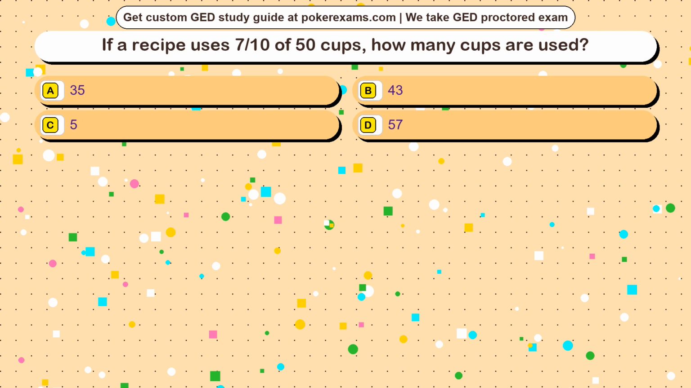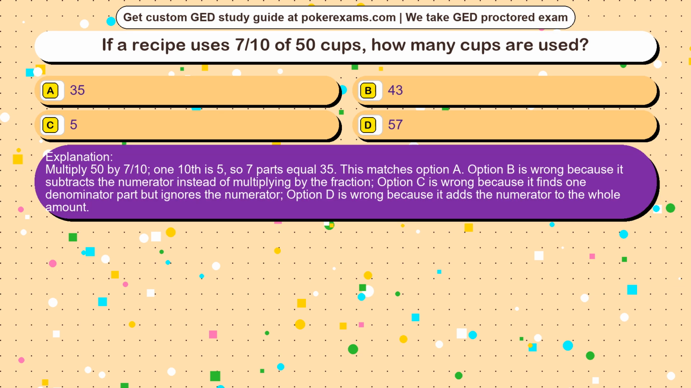The correct answer is option A. Multiply 50 by 7/10. 1/10 is 5, so 7 parts equal 35. This matches option A. Option B is wrong because it subtracts the numerator instead of multiplying by the fraction. Option C is wrong because it finds one denominator part but ignores the numerator. Option D is wrong because it adds the numerator to the whole amount.